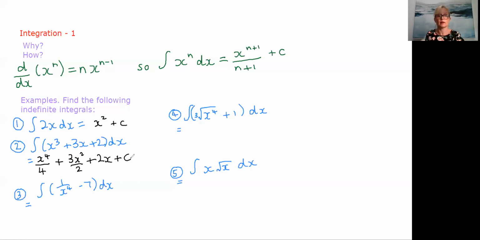Again, we can check that we're correct by going back the other way, differentiating and checking that we get back where we started. This in particular will help you. 2x, derivative of that is 2.